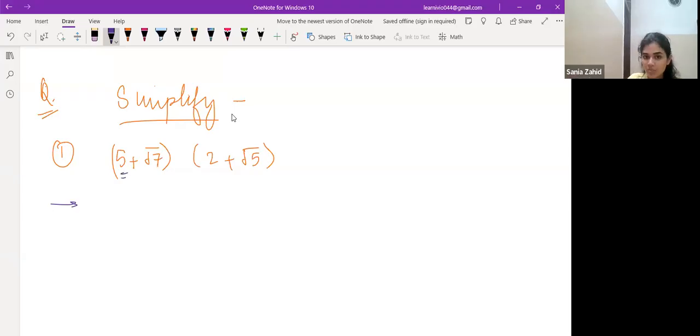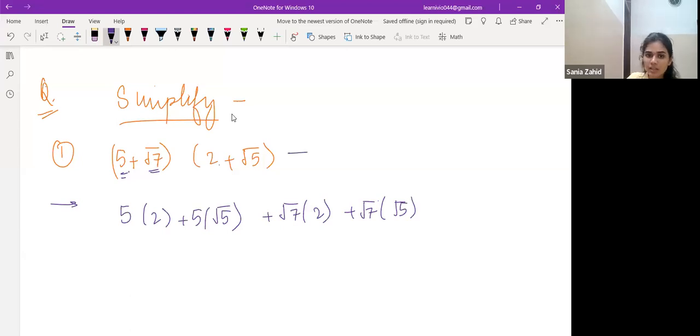You take the first number, multiply it with 2 first, again take the first number, multiply it with root 5. Now you take the second number, multiply it with the first number, again multiply it with the second number. You can even write the first statement like this: 5 into 2 plus root 5, then plus root 7 into 2 plus root 5. This is the first part, this is the second part. And now you can solve it.